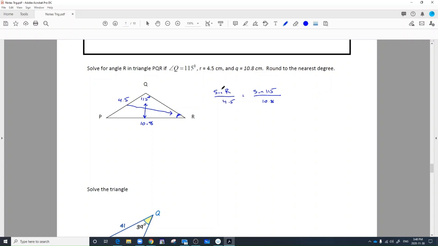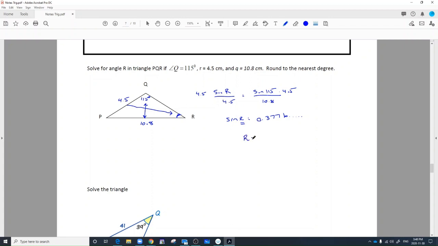So again, to solve this, my unknown's on the top, so I'm just going to multiply both sides by 4.5. So that gives me sine R. So if I plug that into my calculator, I've got 4.5 times the sine of 115, divided by 10.8. And that gives me this answer, 0.3776... This is my ratio. This is the ratio of opposite to hypotenuse. So now to solve for the angle, I have to use my trig tables in my calculator.